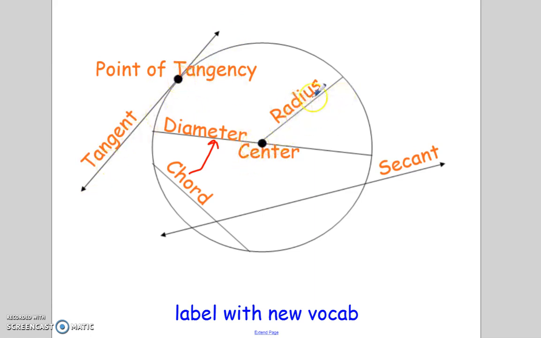The radius is from the center to the edge of the circle. Chords, both of these are chords. A chord has two endpoints on the circle. The one that goes through the center is the special chord called the diameter. And then a secant is a line containing a chord, so the secant just crosses through the circle and keeps going. So that's our vocabulary on that side.